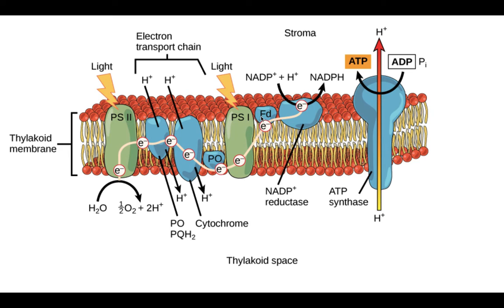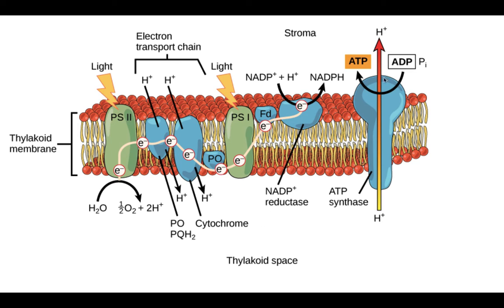Finally, the electrons from the FD go to the NADP plus reductase. Once the NADP plus reductase gets the energy required, it is able to fuel the conversion of NADP plus to NADPH, and it does it by mixing NADP plus with the proton. So this produces NADPH that later goes on to the Calvin cycle.